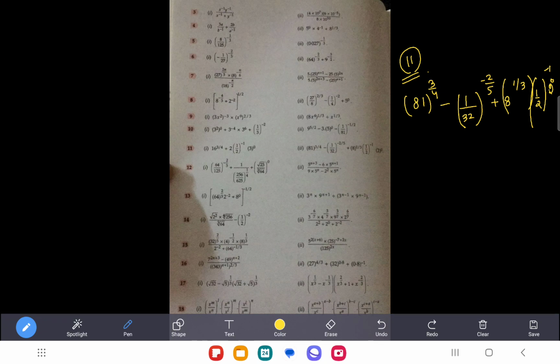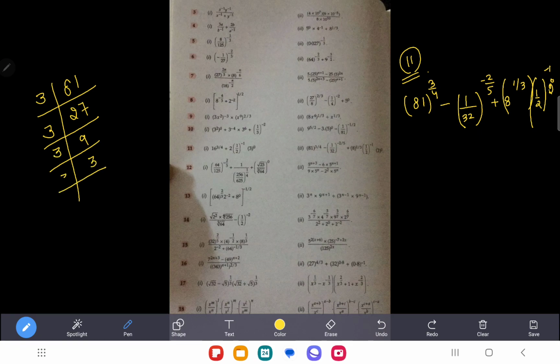All right. So the first part is 81. What is it? 3 times 27 is 81. 3 times 9 is 27. 3 to the power of 4? Correct. Good job. 3 raised to power 4. Now you are understanding, right? Okay. What about this?